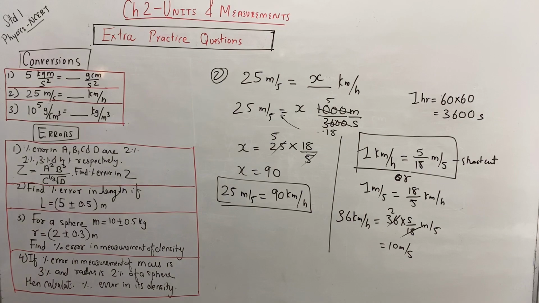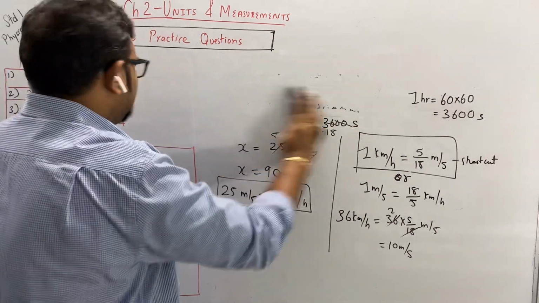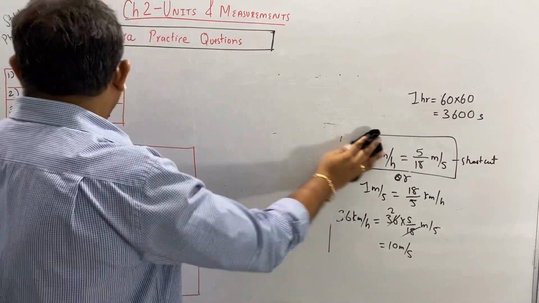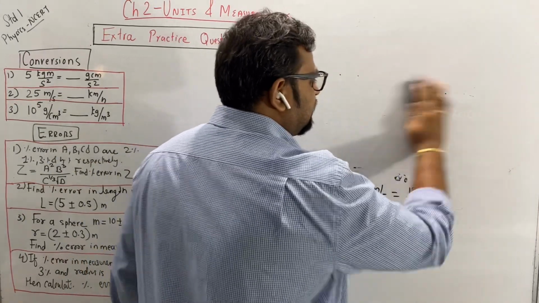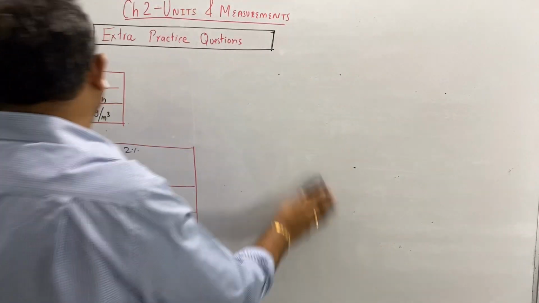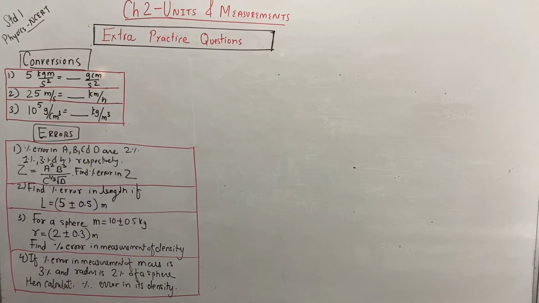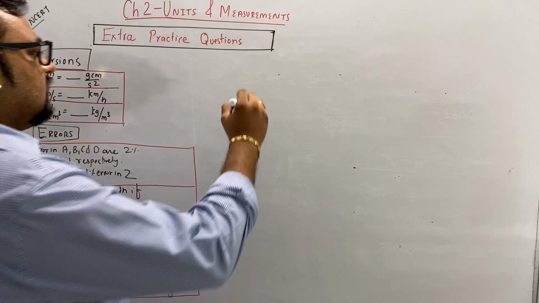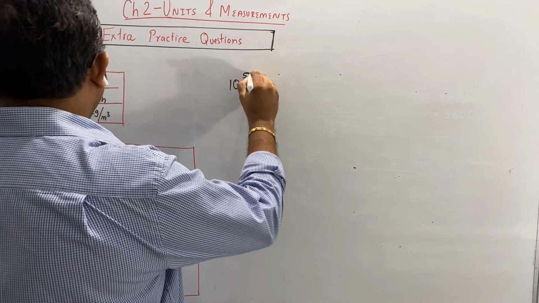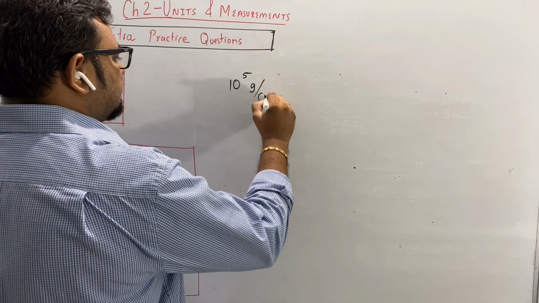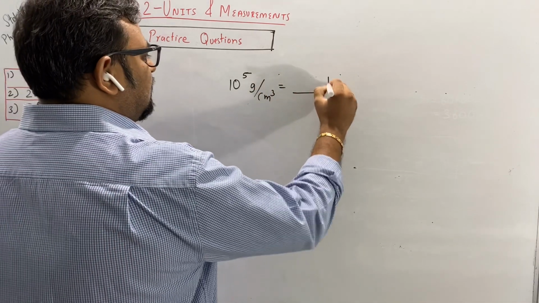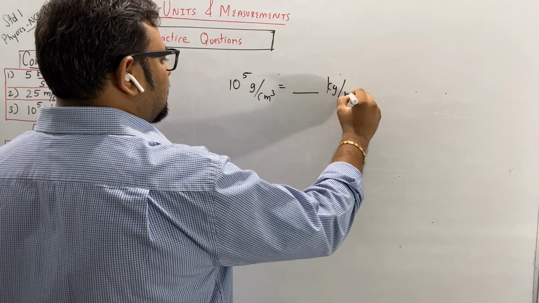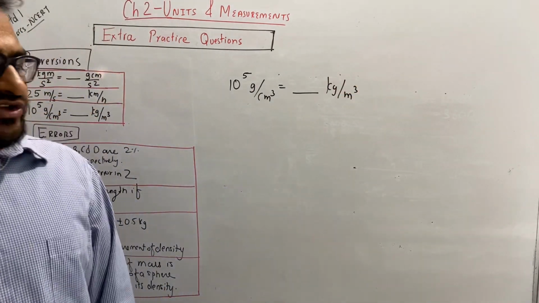Okay, the next one is 10 raised to 5 gram per centimeter cube equal to how much kilogram per meter cube? 10 raised to 5 gram per centimeter cube to kg per meter cube. We'll use the same method.